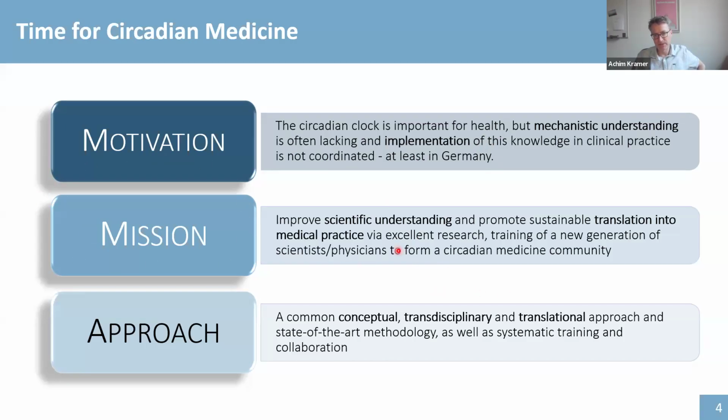So our mission should be to improve the scientific understanding and promote sustainable translation into medical practice via excellent research, training of a new generation of scientists. This is what we just do. Physicians to form a circadian medicine community. And we need a common conceptual transdisciplinary and translational approach and state-of-the-art methods, as well as systematic training and collaboration. With transdisciplinary, I mean we need psychologists, we need biochemists, we need physicians, we need policymakers to make that all happen.